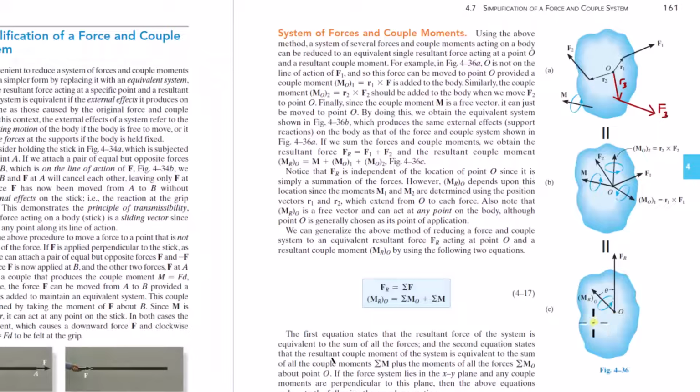This resultant couple can be anywhere. It's just common convention when you're doing this to put the couple at point O, but it absolutely could be anywhere. It's a free vector.